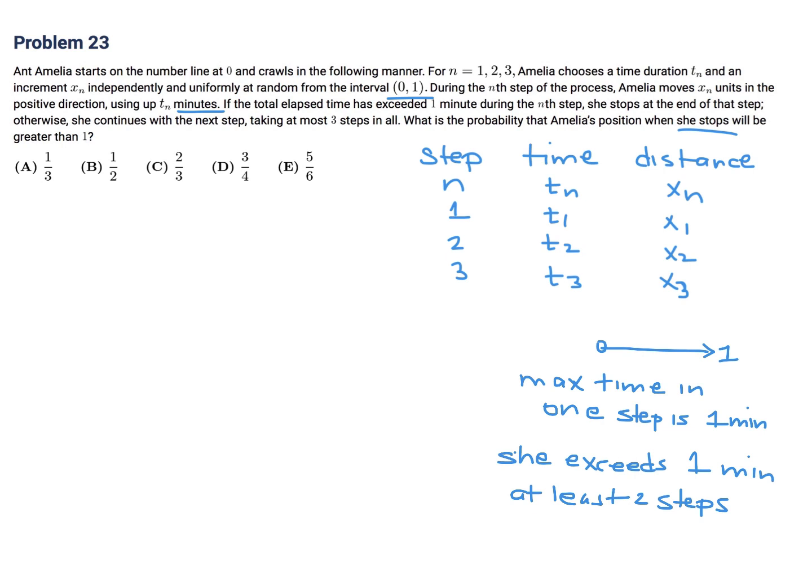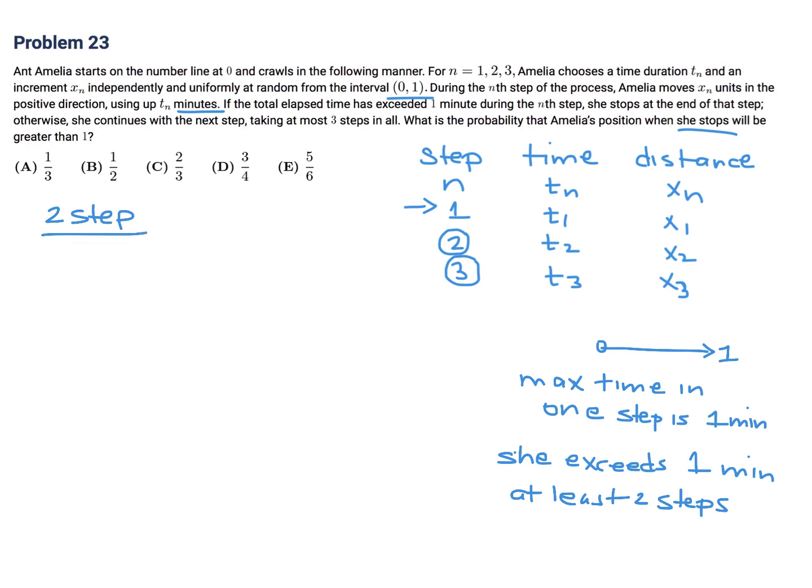So I think we have to figure out just 2 scenarios. The first scenario is 2 steps, and the second scenario is 3 steps. Because the 1 step scenario will not qualify because we have to exceed 1 minute, and in 1 step the maximum she can go is 1 minute. Okay, so let's do the 2 step one, and then we'll do the 3 step one.